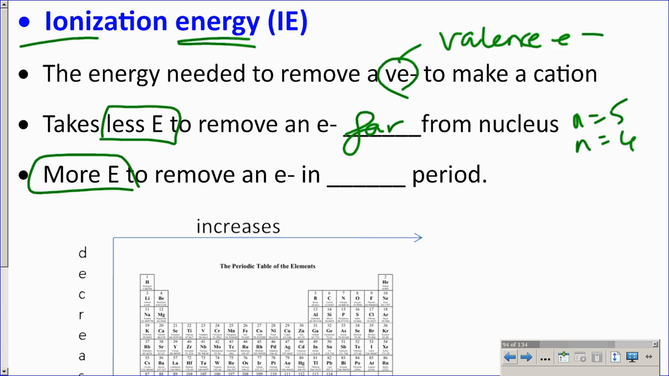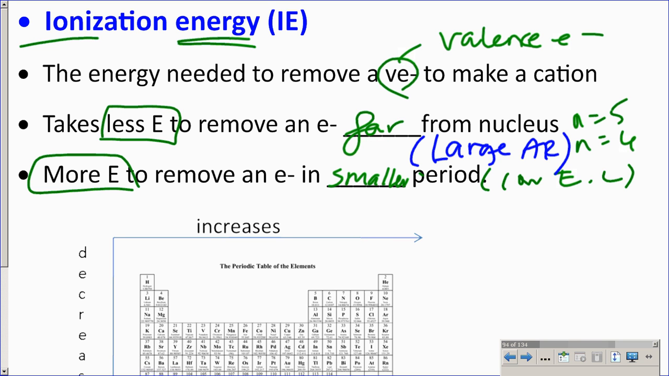Higher period. Not higher, because higher period, I think higher energy level. So when you say higher in the periodic table, that's a lower period. I'll say a smaller period, or low energy level. I know what you're saying though, because low period is higher on the periodic table. All right, so it's going to take a lot more energy for me to take something from a smaller radius. So I'm going to also add to what I just said: less energy to remove an electron from far from the nucleus, which is a large atomic radius, and more energy to remove an electron from a smaller atom or smaller atomic radius. All right, so those are very connected.